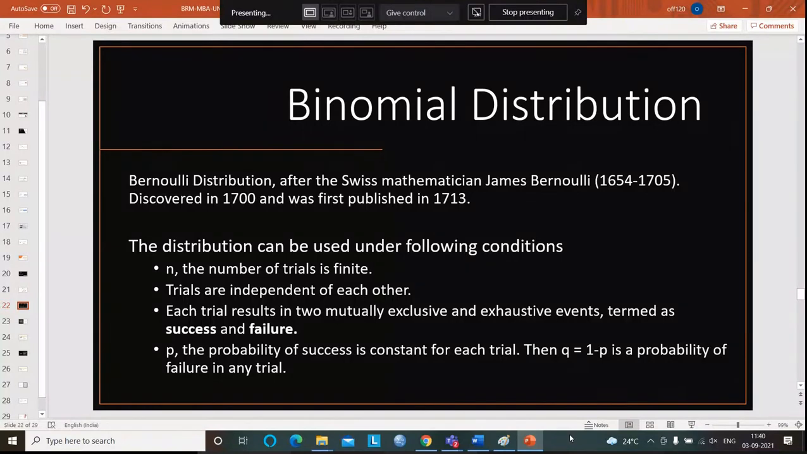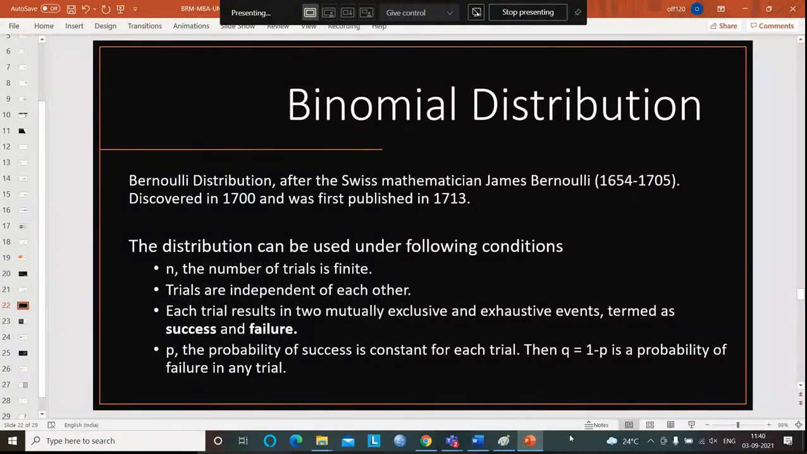And the last condition is that the probability of success is always denoted by a small p, while the probability of failure is denoted by small q, where q is equal to 1 minus p. That means the total probability is always equal to 1. So p plus q is equal to 1. That is how we get the formula q is equal to 1 minus p.